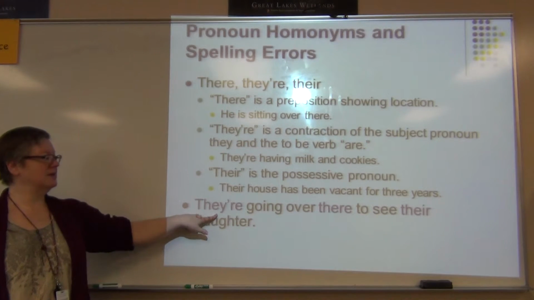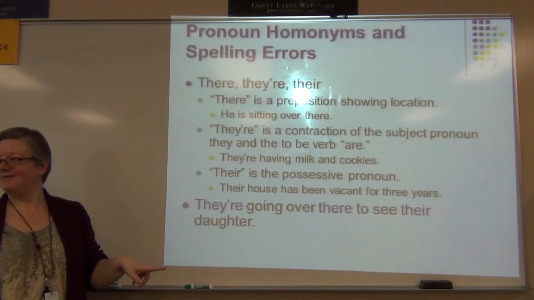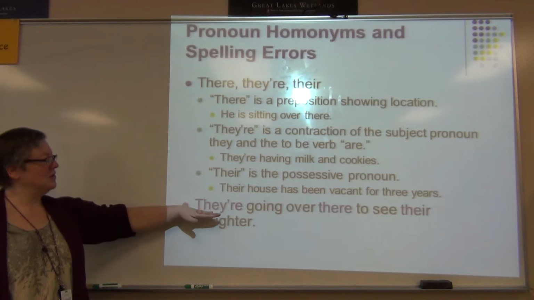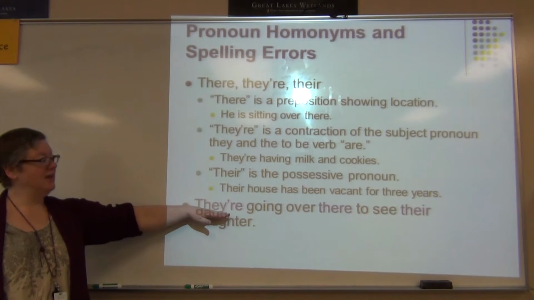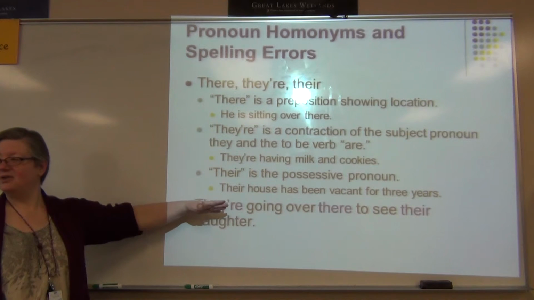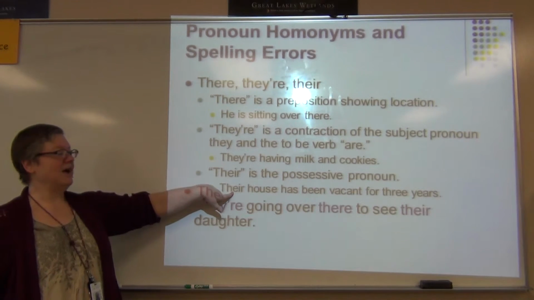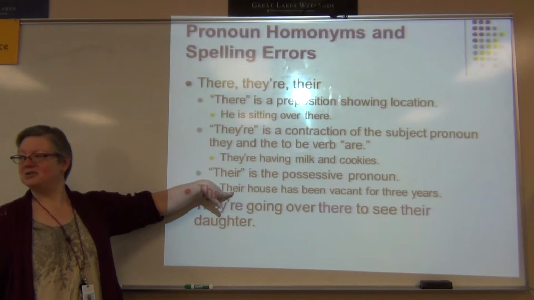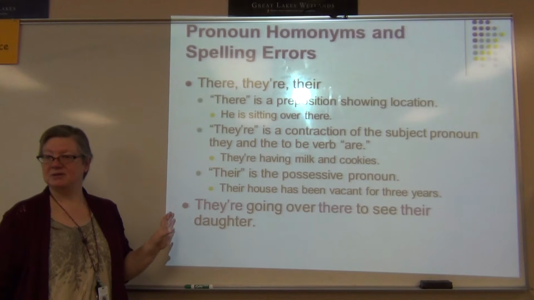Here it is in one whole sentence. They're going over there to see their daughter. Okay? So if you want to know if you can use the apostrophe or not, sound out the contraction. They are going over there. Then you know it makes sense. If you try to use that here, their house has been vacant, doesn't sound right, so you know you should not use that one. At least you eliminated one of the possibilities.